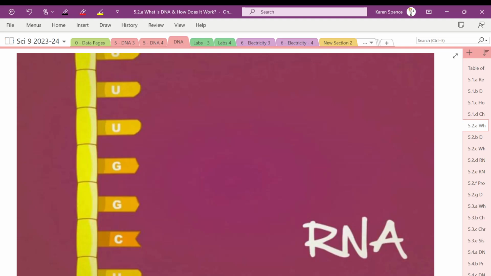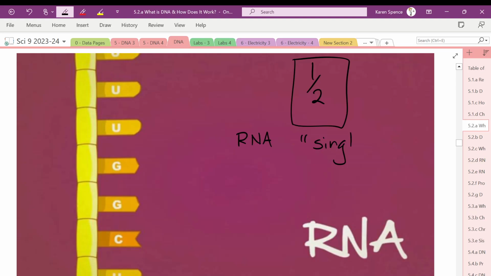It's only half. Yes? DNA is a ladder with rungs that go across. This is like half a ladder. So we say it is single-stranded. Whereas DNA is, what would we call DNA? Not single-stranded, but double-stranded.